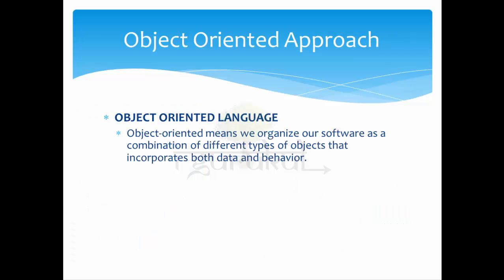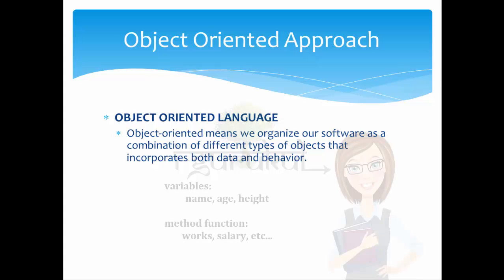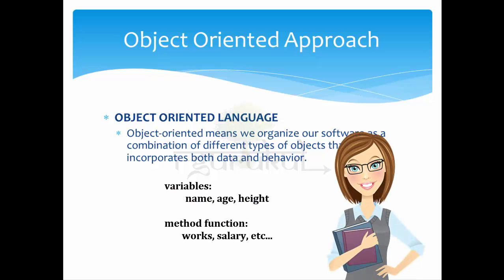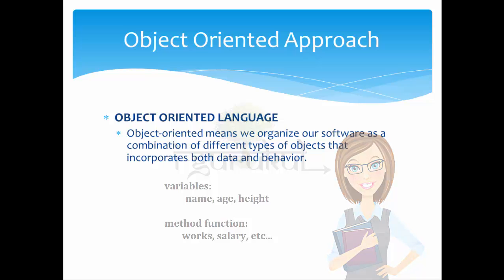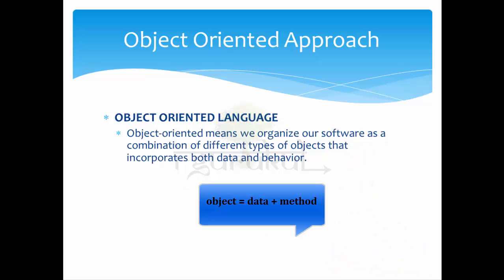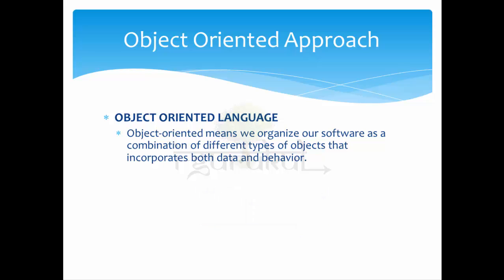So our next important feature is the object-oriented approach. What is an object-oriented approach, or why do we actually need an object-oriented approach in Java? Object-oriented means we organize our software as a combination of different types of objects that incorporate both data and behavior. Let's take an example. Suppose person is an object. It will have its own features like name, age, color, height. It will perform some functions like work, salary. So an object is nothing but a combination of data and methods. That is, an object contains data and code that manipulates that data.